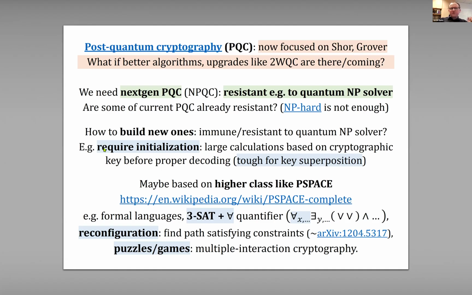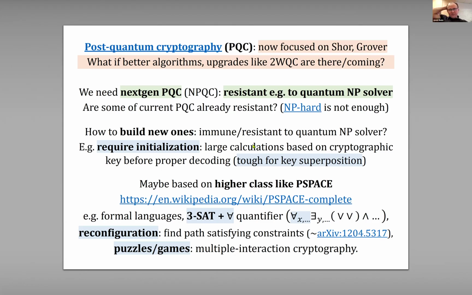So one approach could be to require initialization, because based on a cryptographic key, we need to make some calculation, and only after this calculation can you perform the decryption. This way, the superposition, as mentioned, would have to include this calculation, and this can be costly. So we cannot maintain a superposition for this cost. Yeah, so this is one direction to try to exploit the weaknesses of quantum computers' superposition.